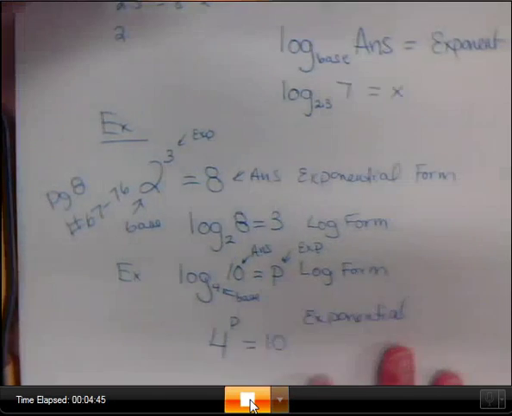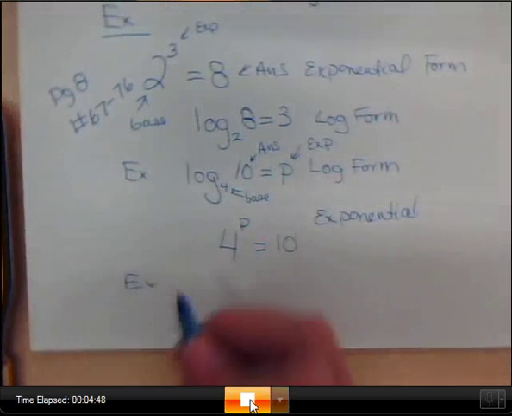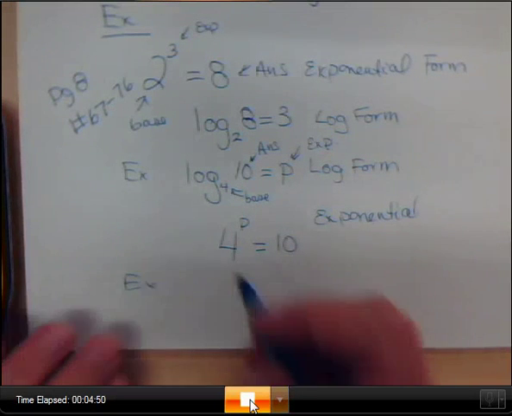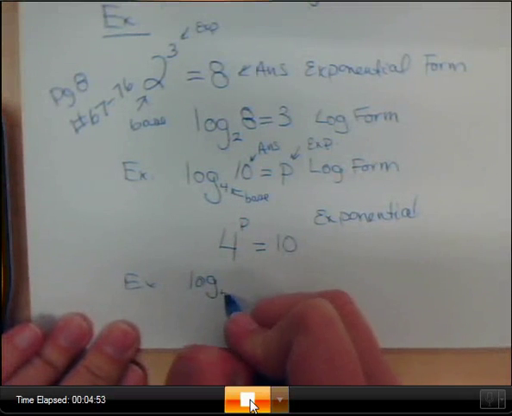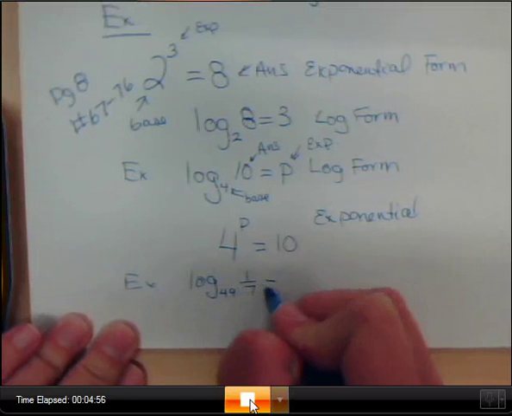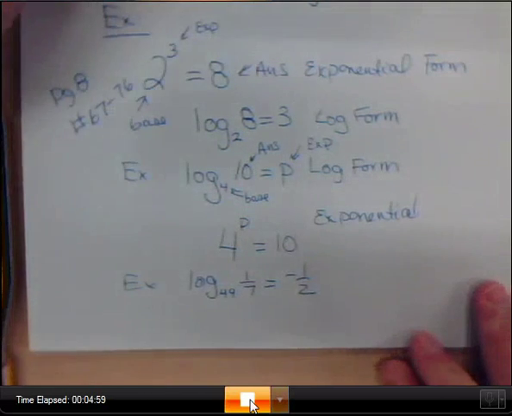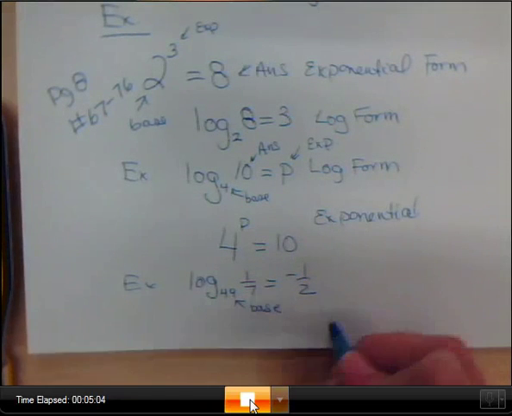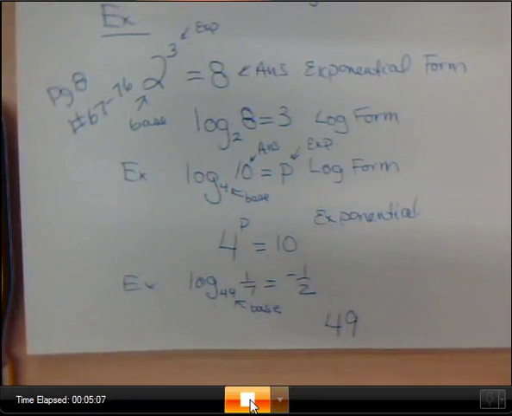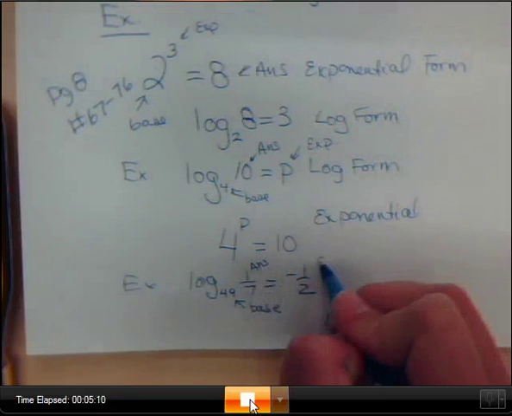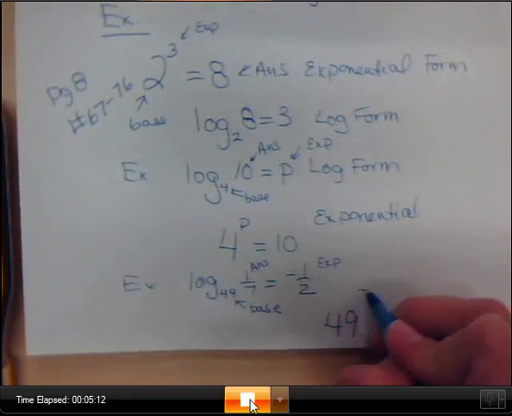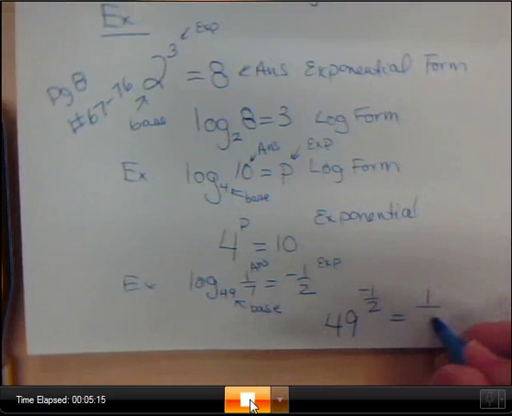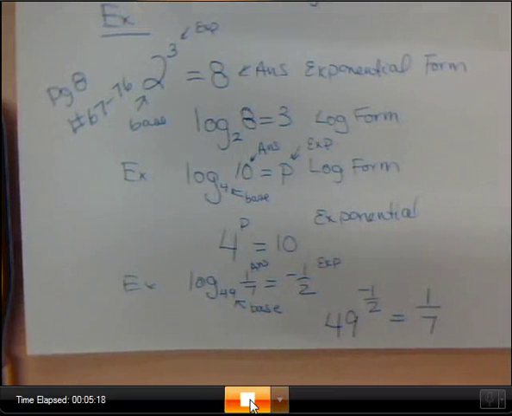We'll do one more example like that. If we had, let's say, log base 49 of 1/7 equals negative 1/2. So again, let's locate the base. Our base is the little number there, so in our exponential form it actually becomes the big number. So 49, this is our answer, here is our exponent. So we have 49 to the negative 1/2 is equal to 1/7. That's it. So that's how you take exponential to log form and then logs to exponential.